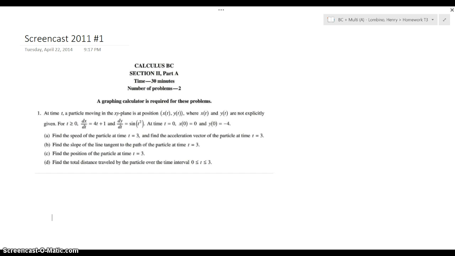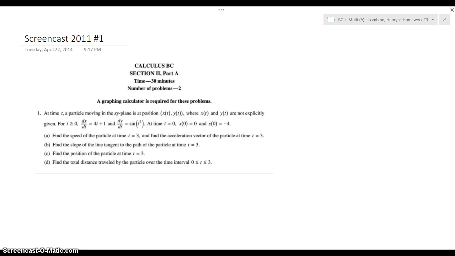So we're going to be going through some free response questions of the AP exam. This is from 2001. It's question number 1. It's in the calculator section, and as you can see, it says very nicely, graphing calculators required for these problems. And so let's take a look.